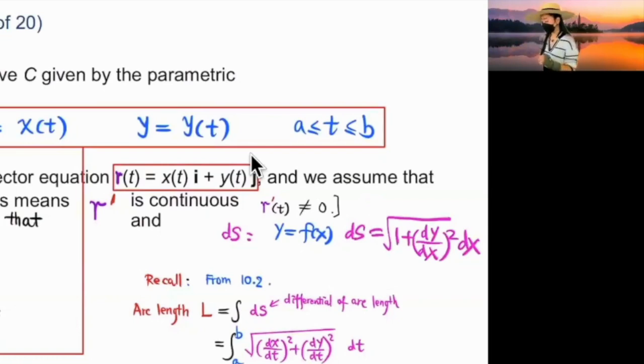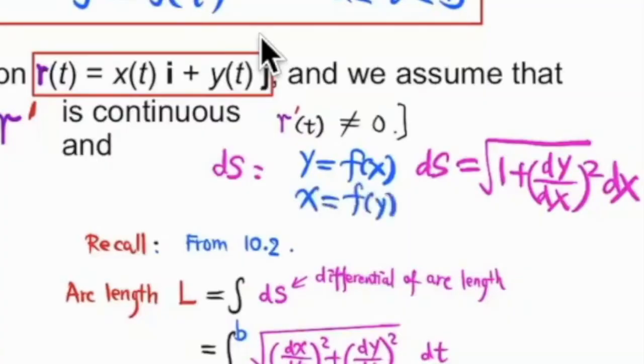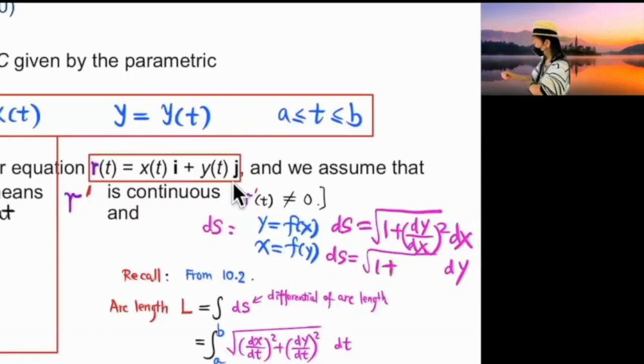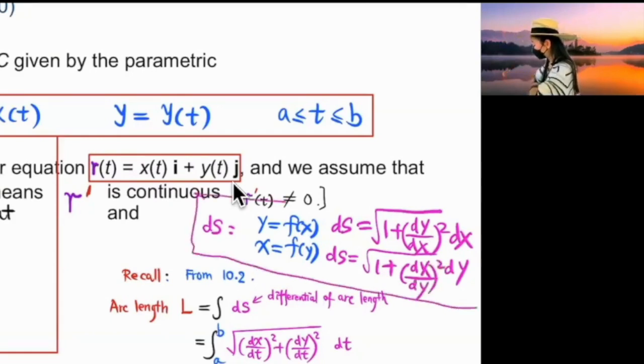And if x here is a function of y, then what is ds? Can you remember? Square root of, and this time we put the dy outside. And what should I put over here? 1 plus, this time it will be dx dy, differentiating x with respect to y. So dx dy squared, like that. And this is for x and y when they are functions of each other.